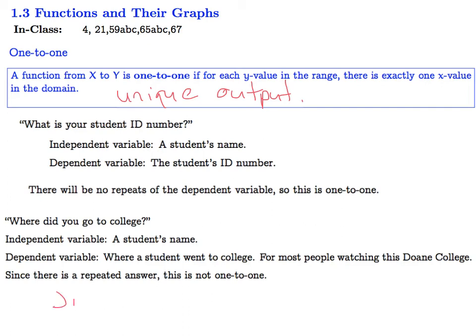That is, if you ask Jim the question, he'll say Doane. And if you ask Tom the question, he'll also say Doane. And since they said the same answer, this function is not one-to-one. We're not sending each x value to a different thing. We get multiple of the same outputs.